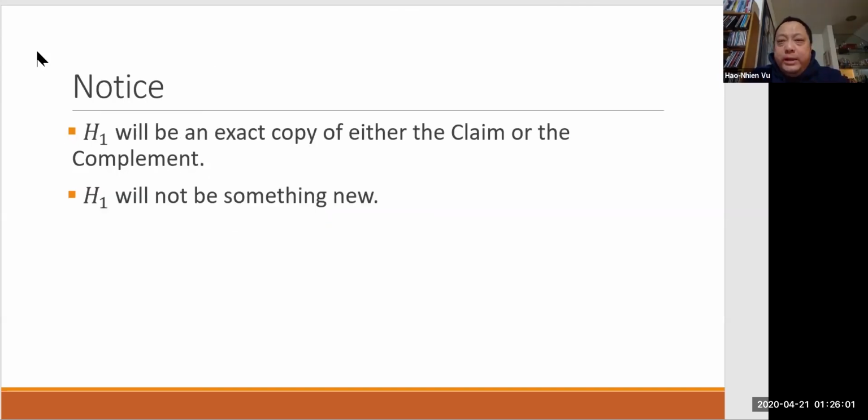Notice that H1 will not be something new. It will be an exact copy of either the claim or the complement. By the time you get to H1, you shouldn't be writing down a new relationship.